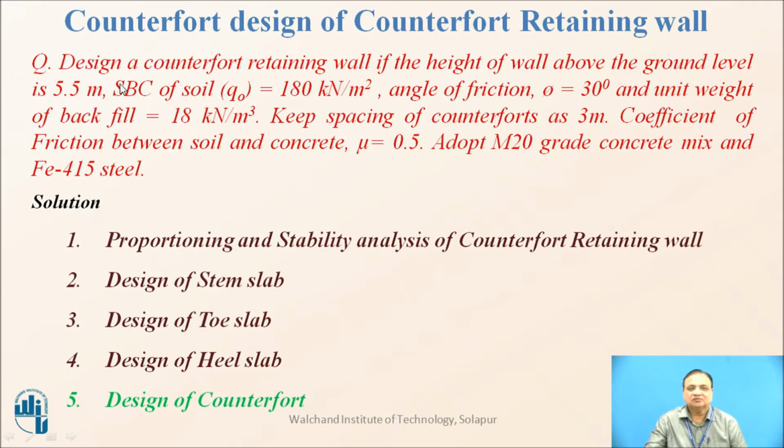This is an example. Design a counterfort retaining wall if the height of the wall above the ground level is 5.5 meter. SBC of soil, q0, equal to 180 kN per meter square. Angle of internal friction phi equal to 30 degree. Unit weight of backfill 18 kN per cubic meter. Keep the spacing of the counterfort as 3 meter. Coefficient of friction between the soil and concrete, mu, is equal to 0.5. Adopt M20 grade concrete mix and Fe415 steel.